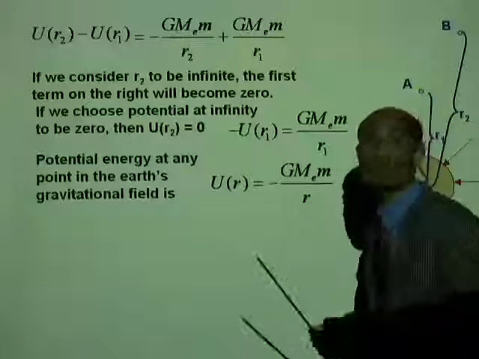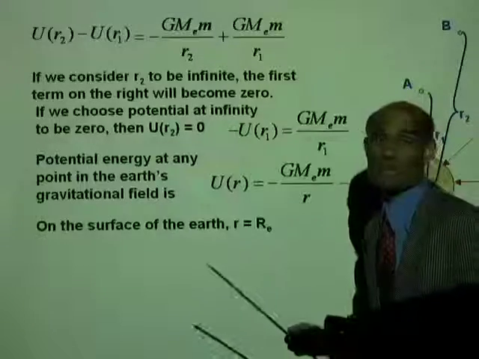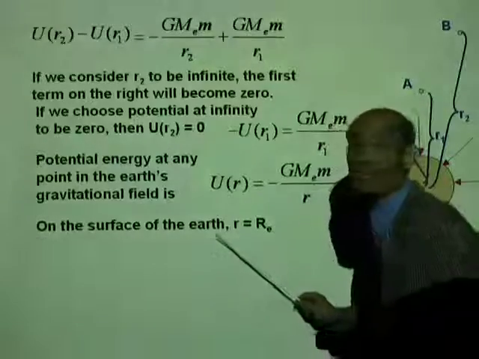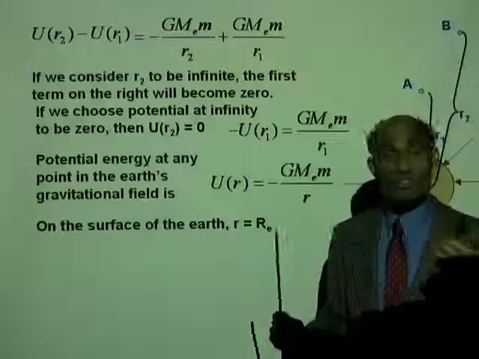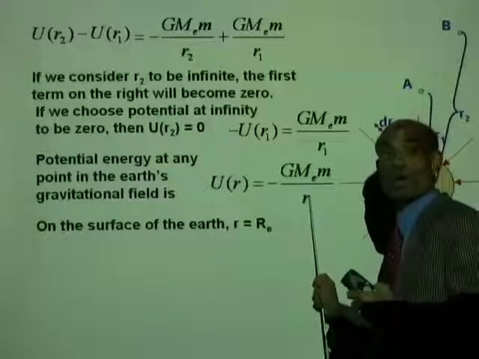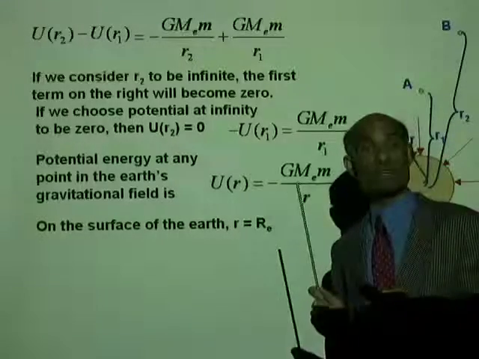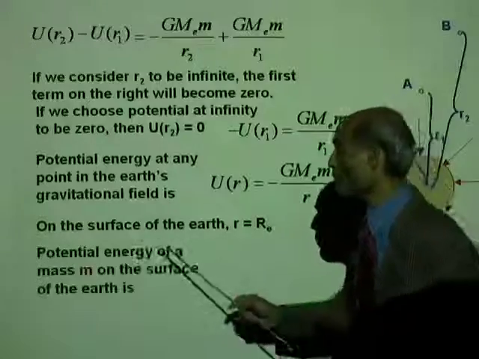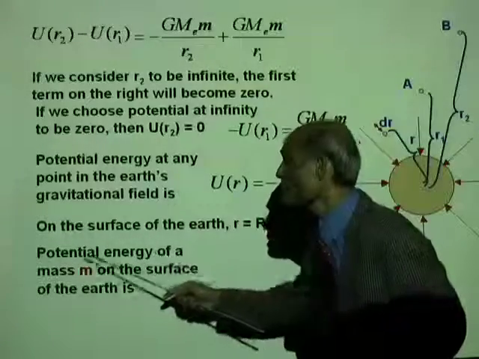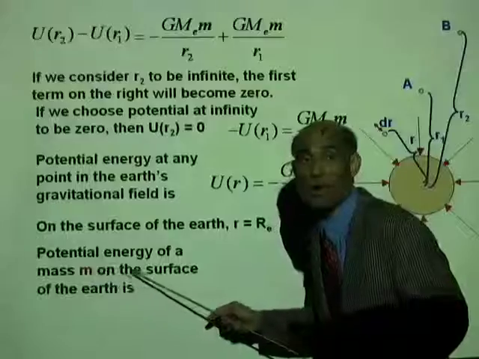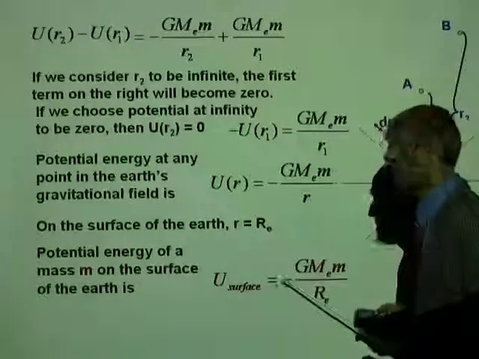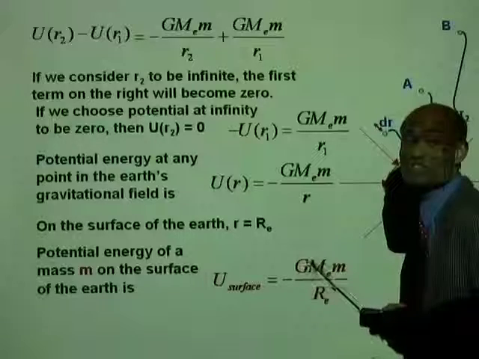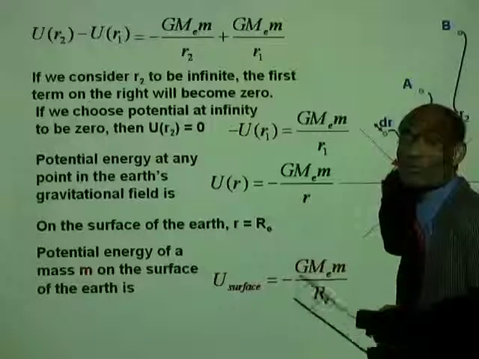A very important concept. And on the surface of the Earth, if you now want to find the potential energy on the surface of the Earth, this small r will become the radius of the Earth. Is that right? Therefore, the potential energy of a mass m on the surface of the Earth, U surface, is negative G M_E M over R_E.